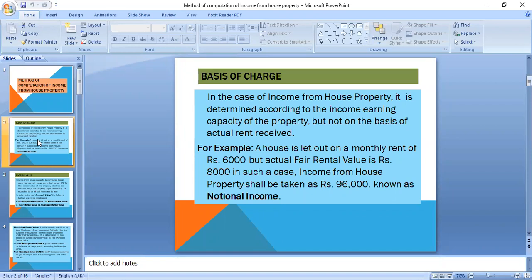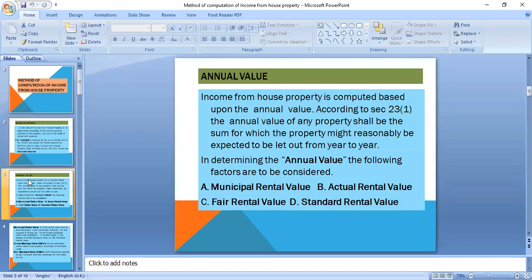Then what they are going to consider is that the income from house property is considered not on the basis of what rent was actually received, but what is determined as income by the municipal authorities, or the earning capacity of that property. So this is one important thing that you have to note down when you are calculating the income from house property.